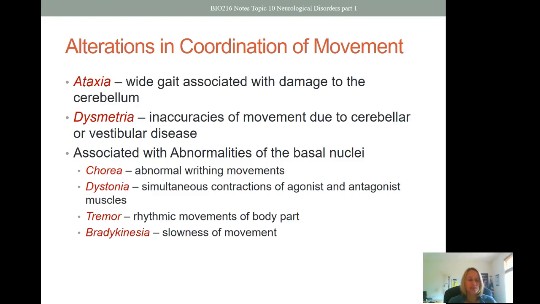And then some other terms that are associated with damage to the basal nuclei. We have chorea. These are abnormal writhing movements. Dystonia. This is when we have contraction of an agonist muscle and an antagonist muscle at the same time. Tremor, which is rhythmic movements of a body part. And bradykinesis refers to slowness of movement.